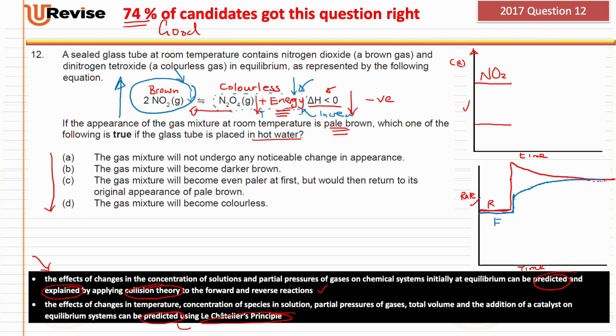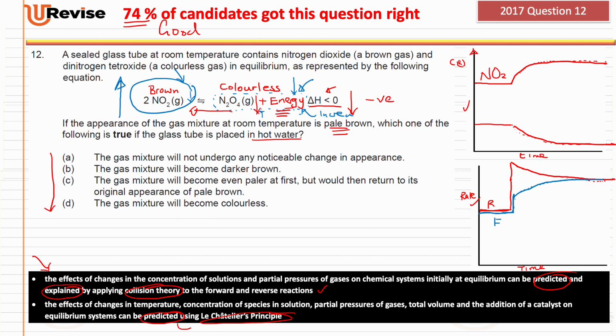Now, we're going to see this concentration gradually increase like that. And like we said, the concentration of dinitrogen tetraoxide will decrease on the other hand. And this is what the concentration-time graph will look like for these components.